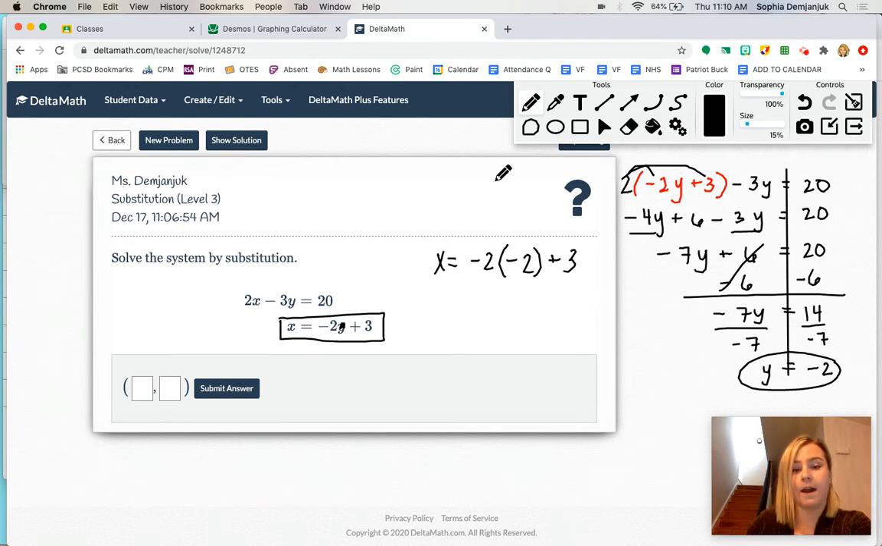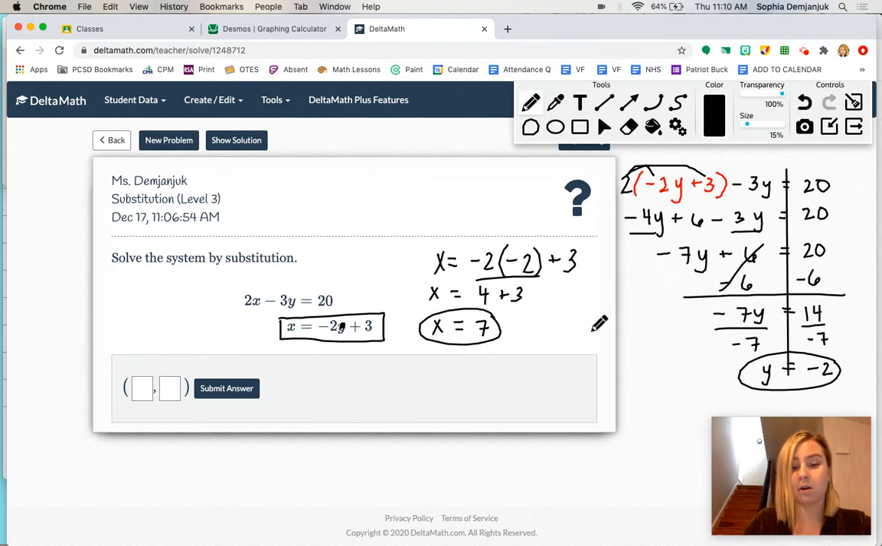We have to simplify that expression. Negative 2 times negative 2 is positive 4. Bring down the plus 3. And we know 4 plus 3 is 7. So x is going to equal our 7.